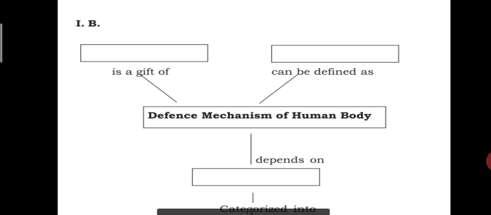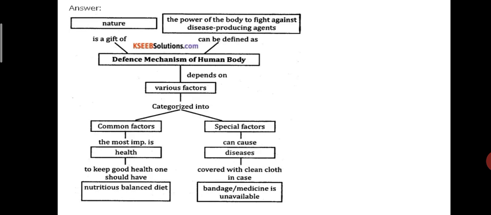So there is another paragraph they have given you, a diagram to fill up. Let us fill that also. Defense mechanism of the human body is a gift of nature, and can be defined as the power of the body to fight against disease producing agents.